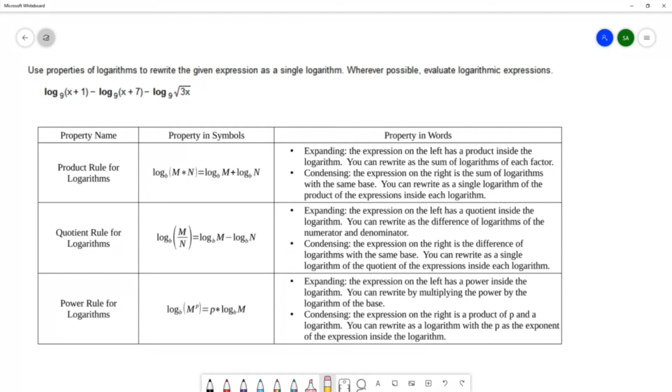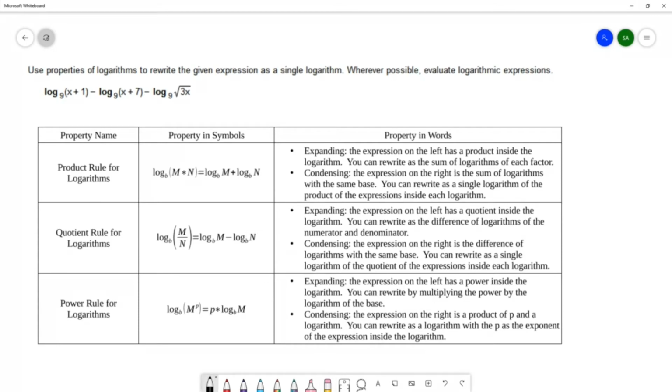The last property is the power rule, and we use that whenever we have a coefficient on the log, and that coefficient will become the power on the inside of the log. We look at our example and none of our logs have a coefficient, so we don't need to use that property. So it looks like we're only going to be using the quotient rule for logarithms.